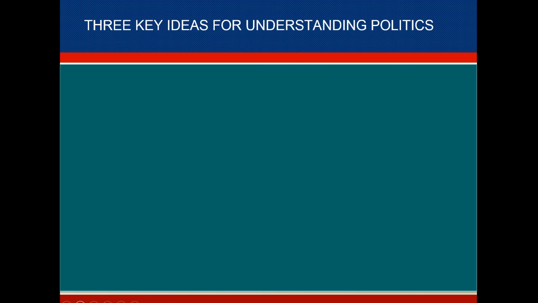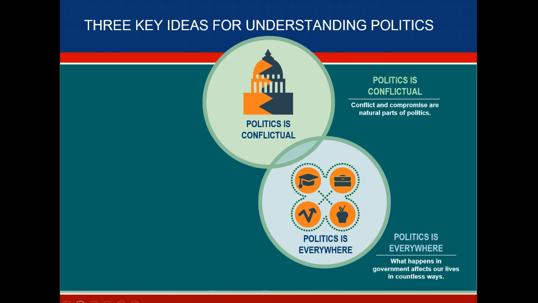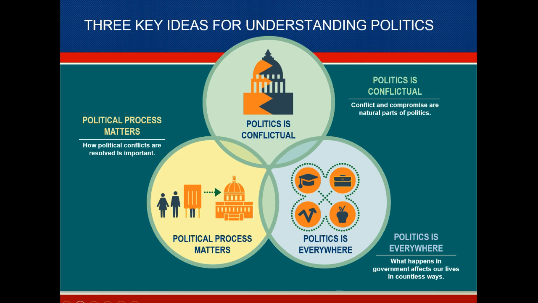So there are three key ideas for understanding politics. First, that politics is full of conflict, and that conflict and compromise are natural parts of politics and are necessary. Second, you're not going to avoid politics because it's everywhere. What happens in our government affects our lives on a daily basis. And third, that the political process makes a difference, it matters. And this defines how political conflicts are resolved. And if we can reach compromise, then this process is a good thing. If we reach policy gridlock, if we shut our government down to prove to the other side that we have the power, then we've got a problem. And that's what we need to understand.